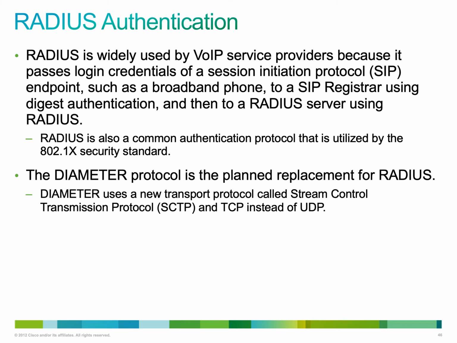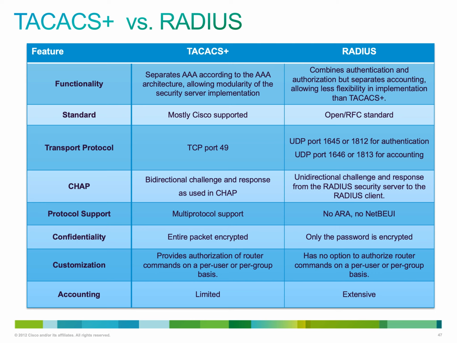Okay. However, the Diameter protocol is being planned. It has been developed already and is being used to replace RADIUS. Diameter uses a new transport protocol called the Stream Control Transmission Protocol, SCTP, or what we call TCP, instead of UDP. So the Diameter protocol, unlike the RADIUS protocol, now uses TCP instead of UDP.